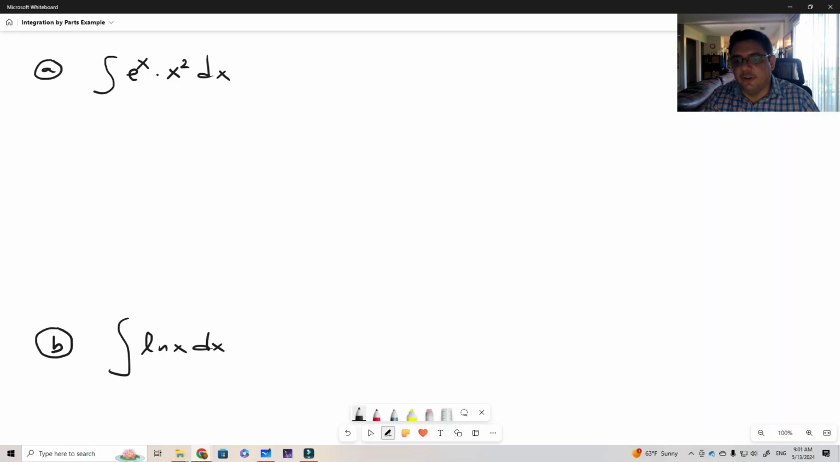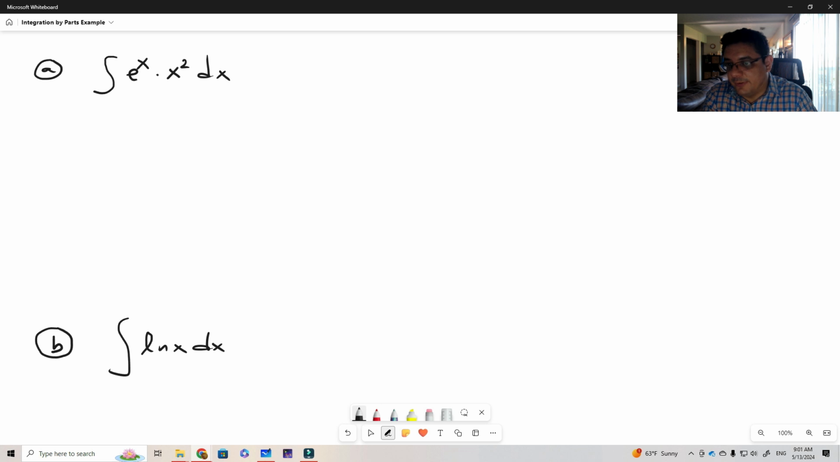So now let's see some examples of integration by parts. Here I have some integrals where I can use the method of integration by parts, and you're going to see how we use it to simplify to an integral that we can integrate much more easily. The first example is the integral of e to the x times x squared.